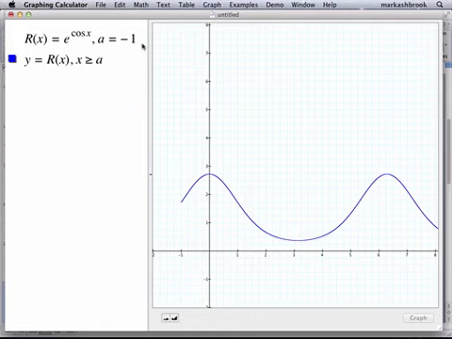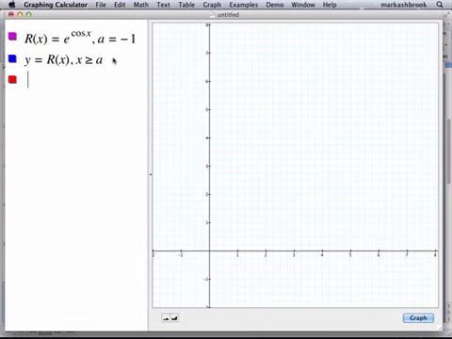Okay, so what is the key to making a more accurate accumulation function? What is the key to making a more accurate accumulation function? Smaller delta x. So what we can do is we can set up delta x as a slider so that we can control exactly how big and small delta x is just by sliding the slider.